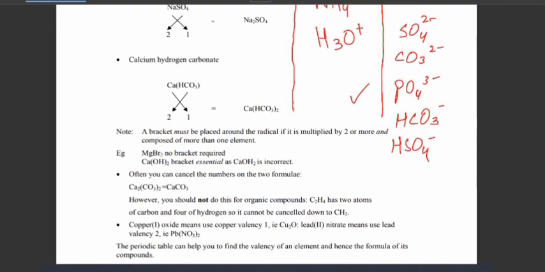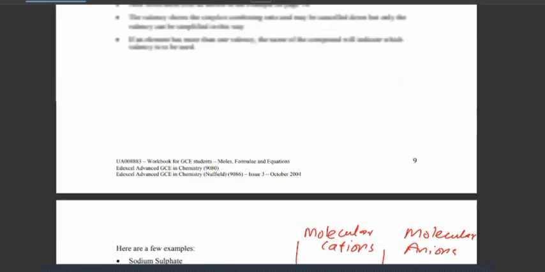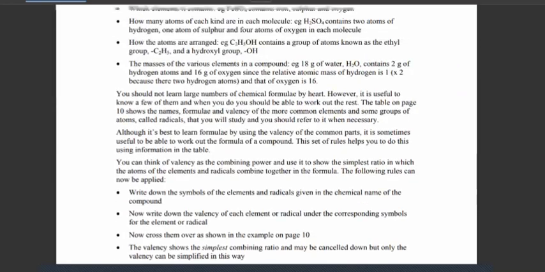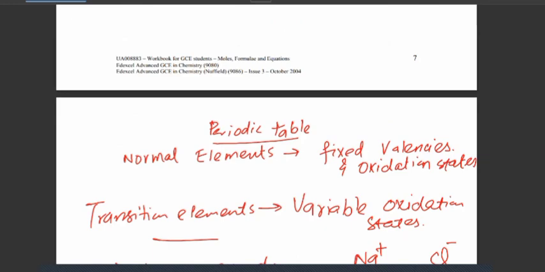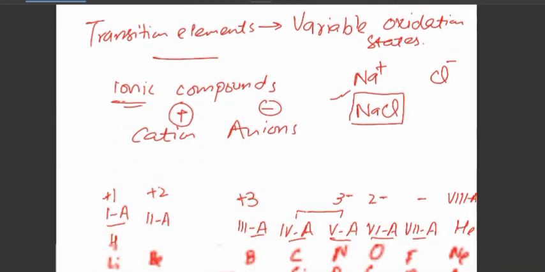But this is all about it, means the metals lose electrons to become cations, and the non-metals gain electrons to become anions. Okay, this is all about it.